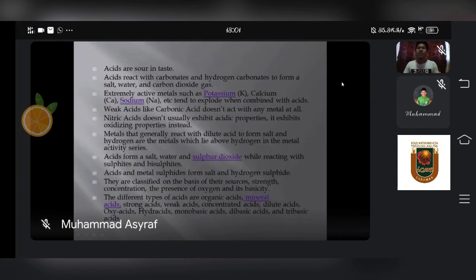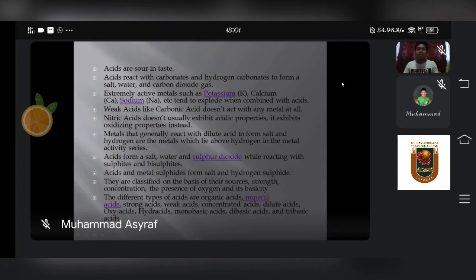An extremely active metal such as potassium, calcium, sodium, and more tend to explode when combined with acid. Weak acid like carbonic acid does not react with any metal at all. Nitric acid does not usually exhibit acidic properties. It exhibits oxidizing properties instead.